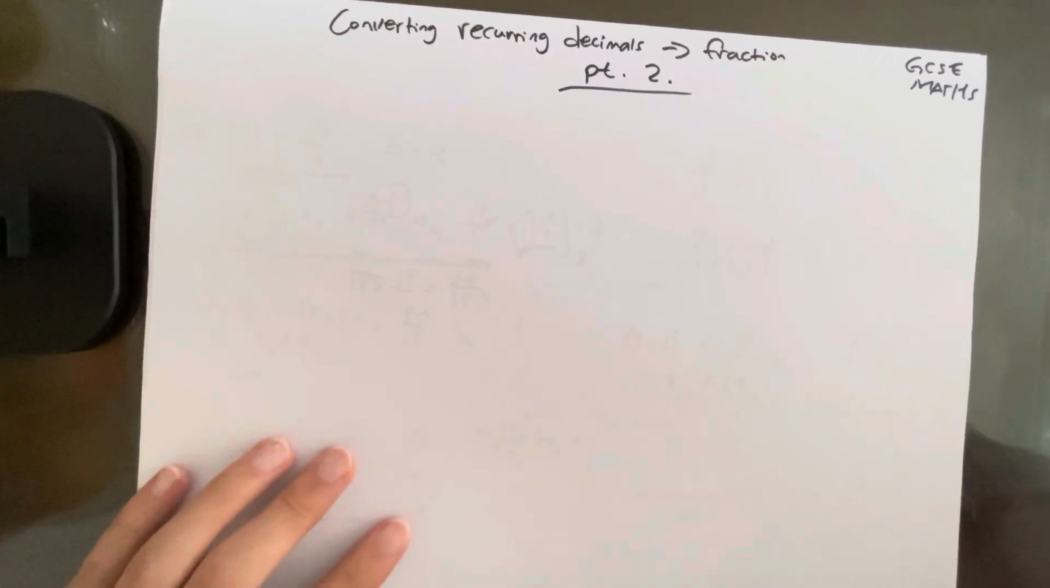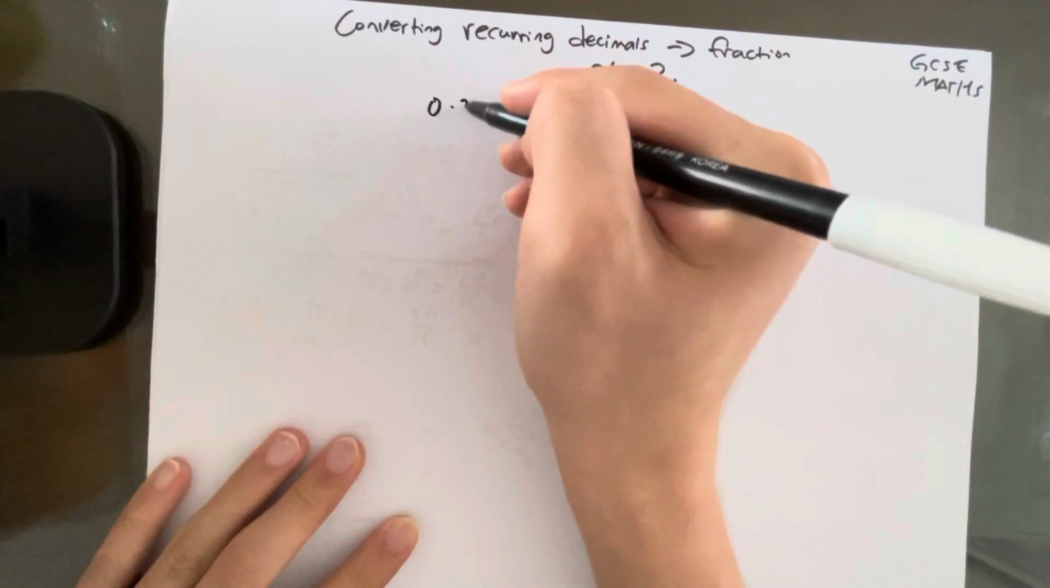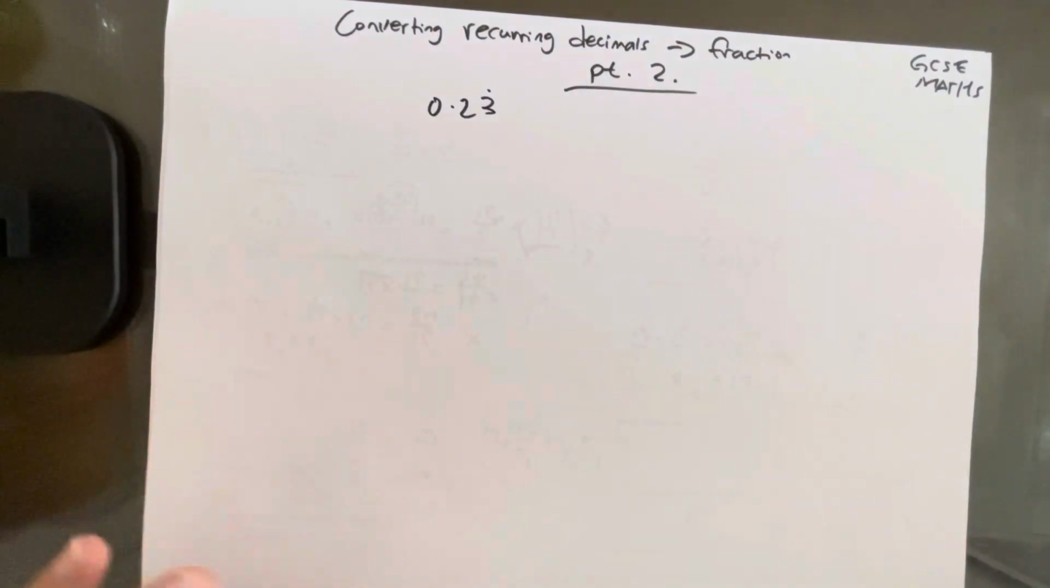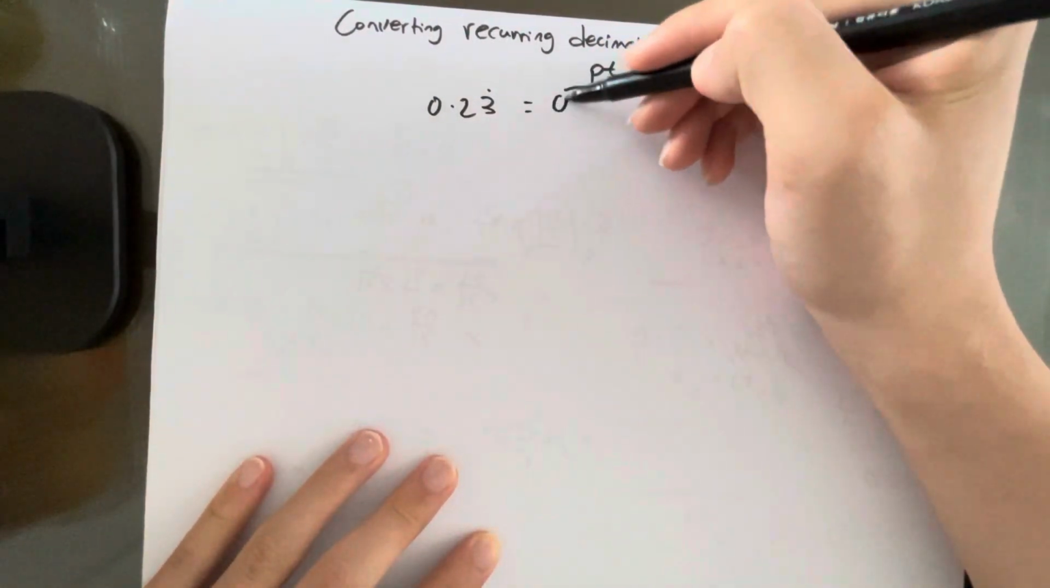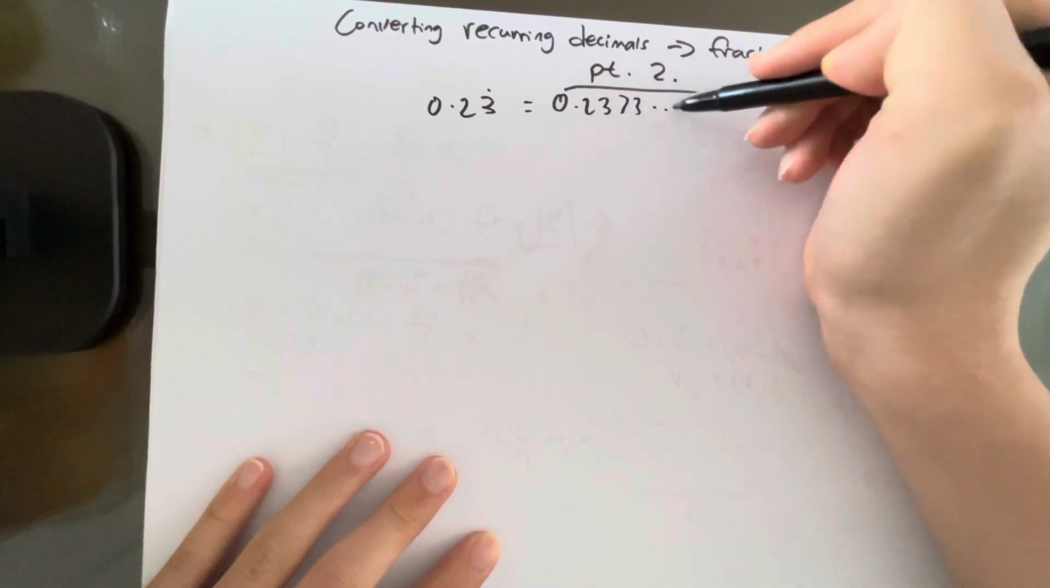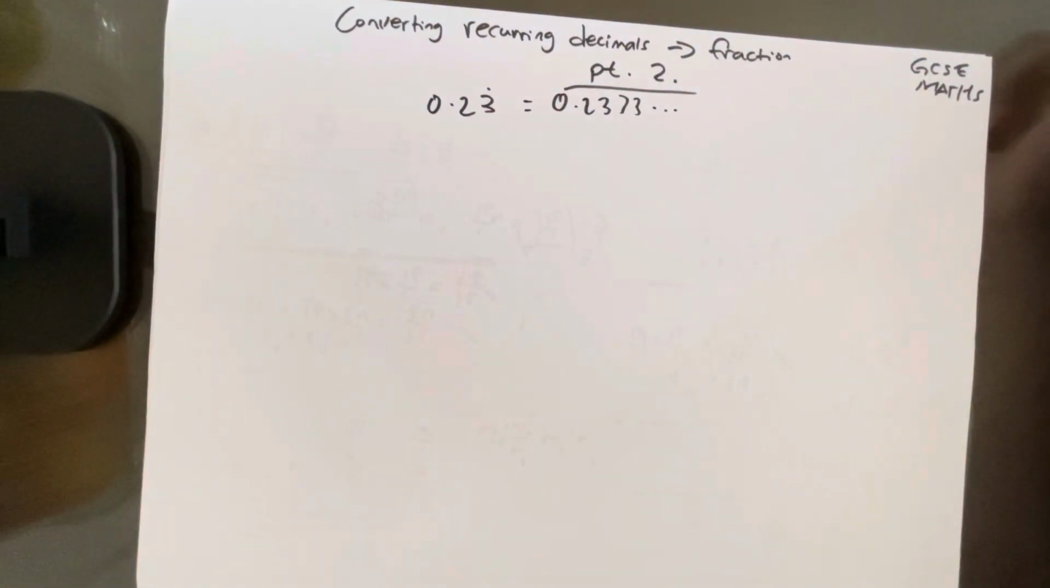So the previous method wouldn't exactly work for this. So let's see how we would do it. We're going to be converting 0.23 recurring into fraction form, and that's basically 0.2333 continuing, right? So how would we do this?